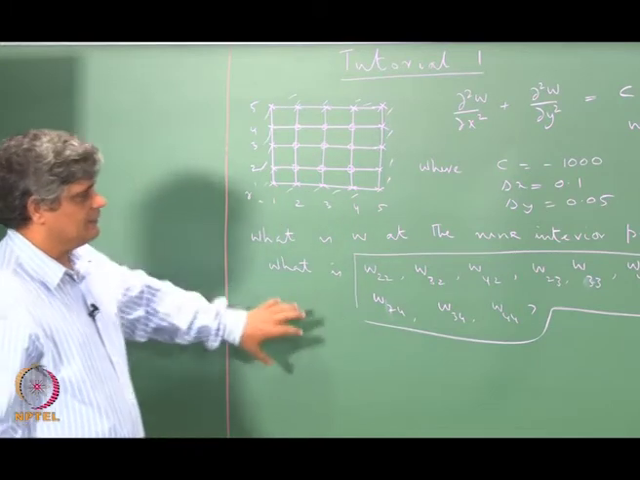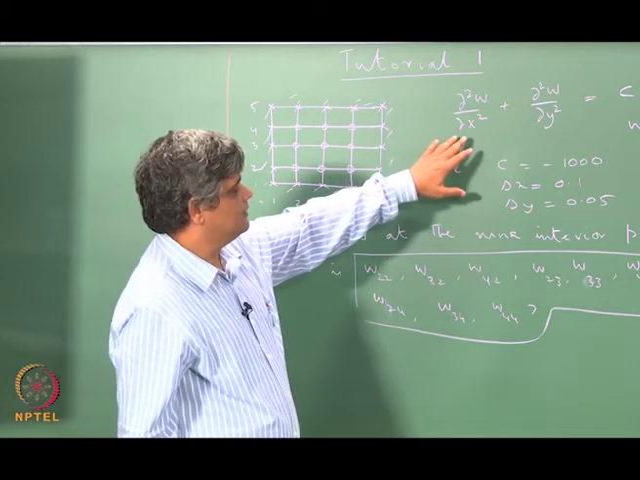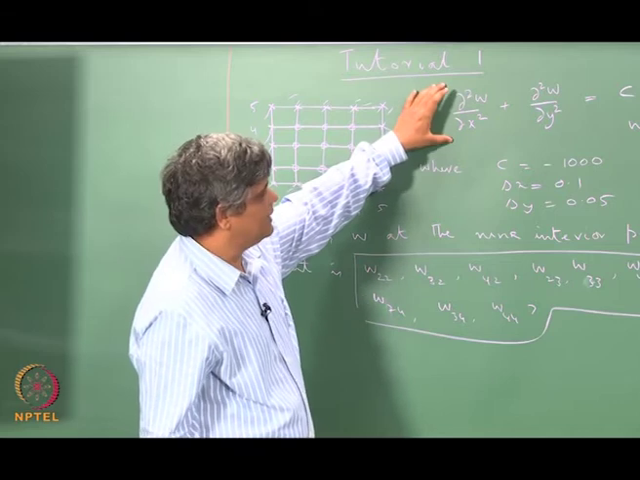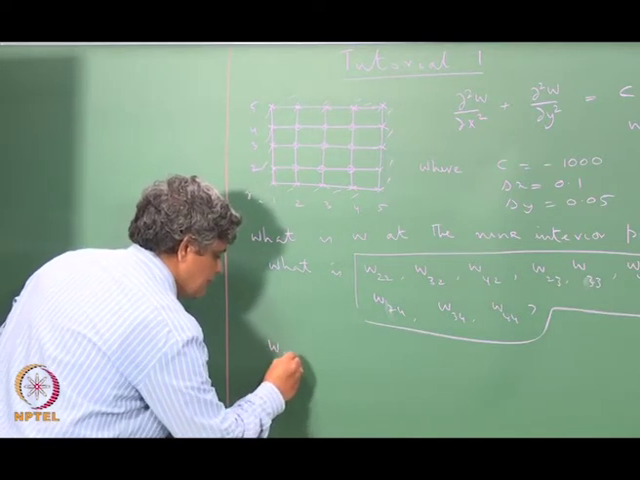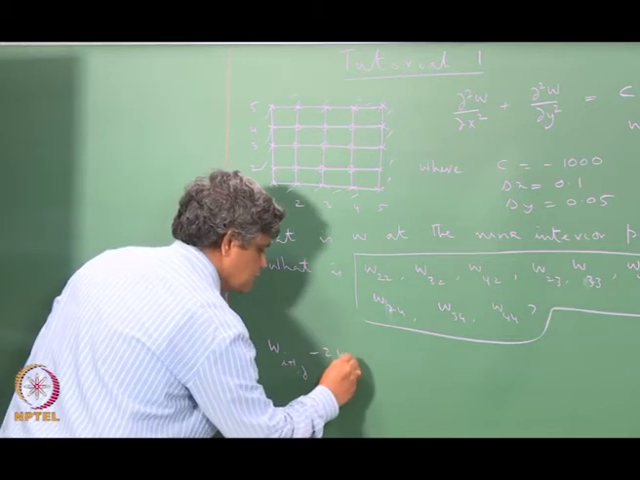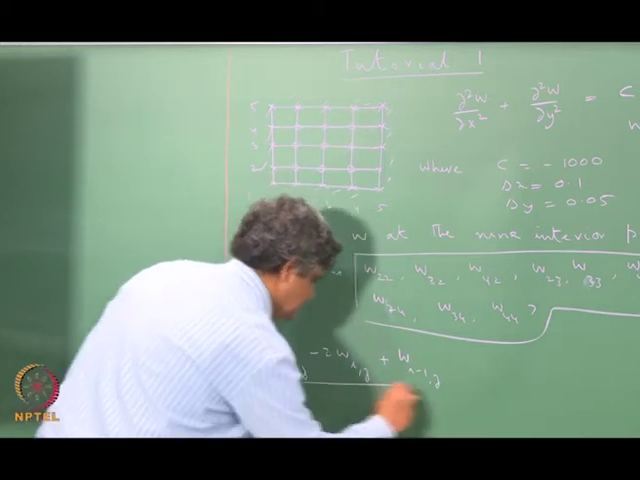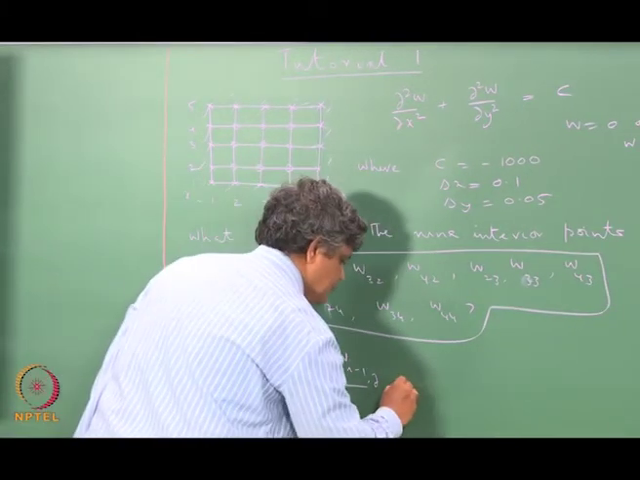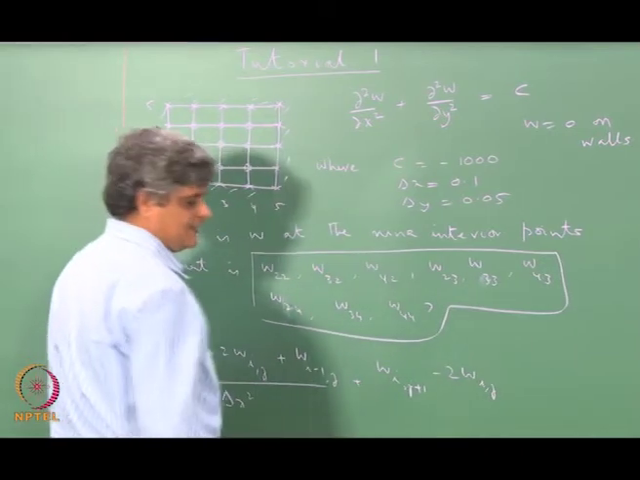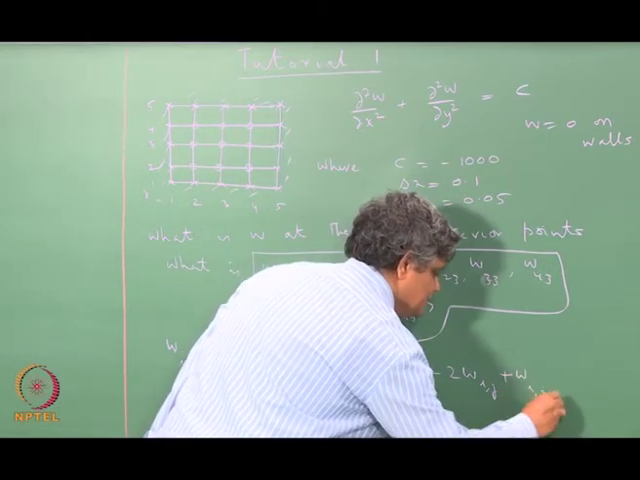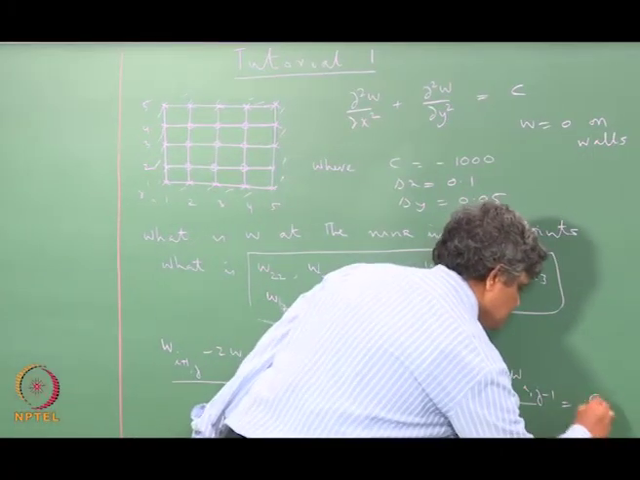And how do we do this? We have said that we would convert this equation, we would make a template for this using second order accurate finite difference approximations for the second derivative in x and second derivative in y, and our template was that (W i+1,j minus 2 W i,j plus W i-1,j) divided by delta x square plus (W i,j+1 minus 2 W i,j plus W i,j-1) divided by delta y square equal to c.